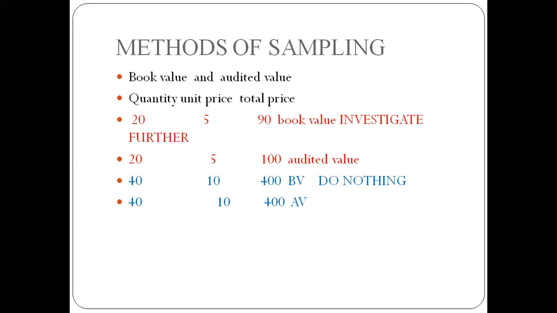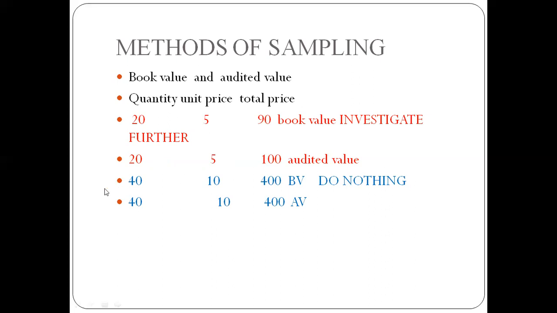All right, so look at this. The auditee gave you the book value: quantity is 20, unit price is 5, total price is 90. Then the auditor got quantity 20, unit price 5, total price 100. So there's a difference between audited value and book value, and you have to investigate what went wrong. Is it the auditor that was wrong or the auditee? That is why you have to investigate. This is difference estimation. Substantive testing can help people know whether values provided by the auditee are correct or not.